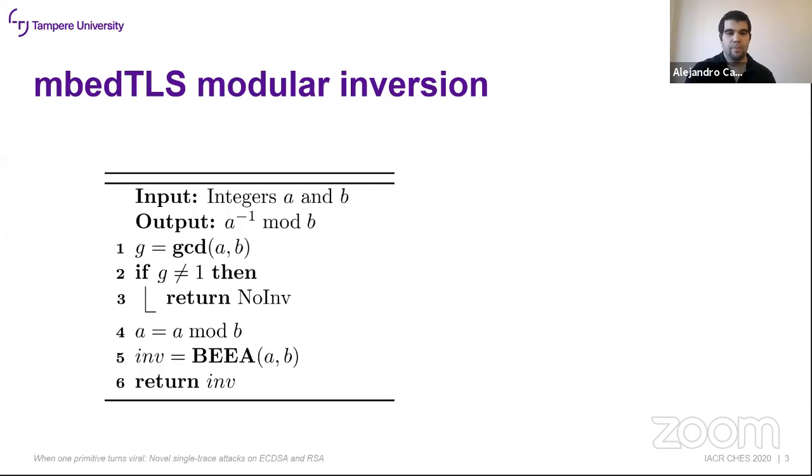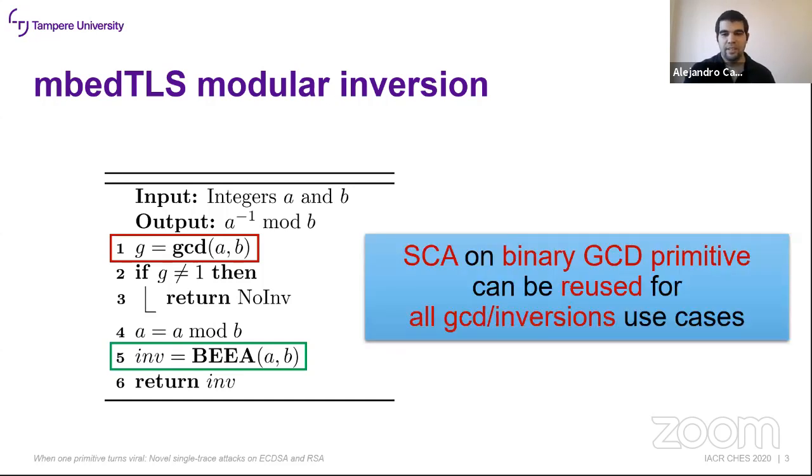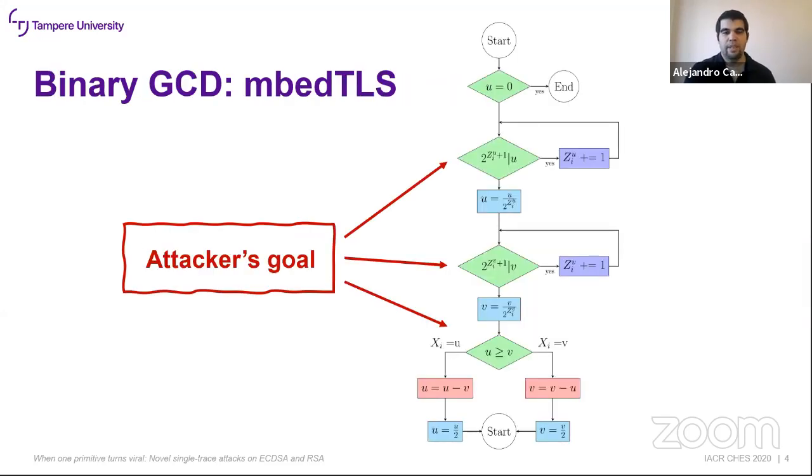MBDLS modular inversion implementation follows these steps. It is very interesting that before actually computing the modular inverse, the GCD of the input is computed. Therefore, such an analysis on the binary GCD primitive can be reused for all GCD and inversion use cases in this library. The binary GCD implementation in MBDLS is very similar to the classic binary GCD algorithm and has an iterative structure with several conditional operations. The attacker's goal is to retrieve information about these operations.